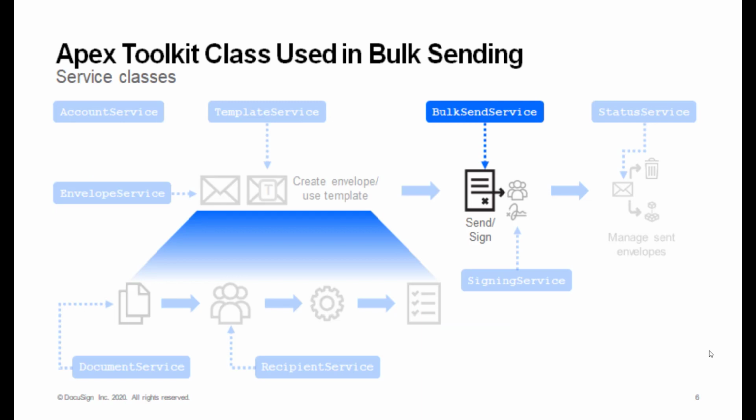For bulk sending, I only need to use methods from one of the Apex Toolkit custom classes. Bulk send service includes methods that are specific to this process, such as creating a recipient list and sending a bulk envelope. Like embedded signing, bulk sending includes documents and recipients and can include templates. I can manage all of these using methods that are part of custom objects I'll be using, so I don't need to use those other classes here.